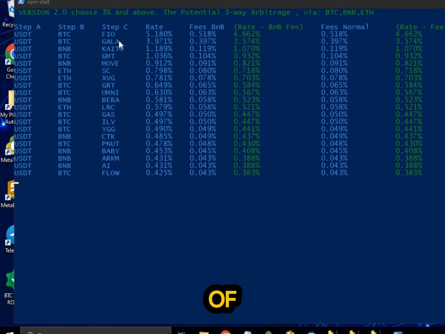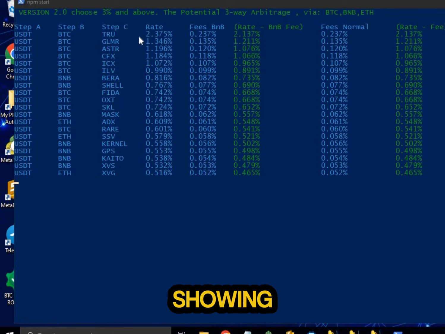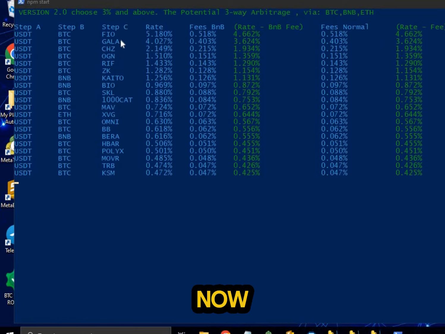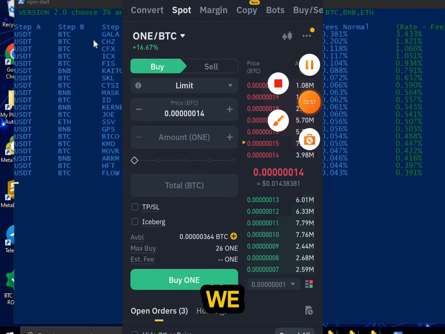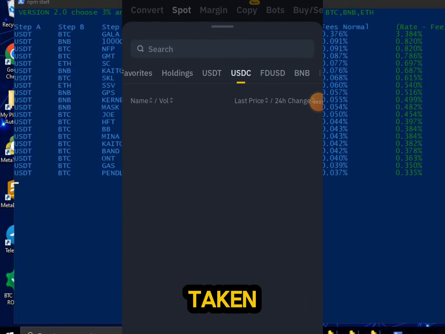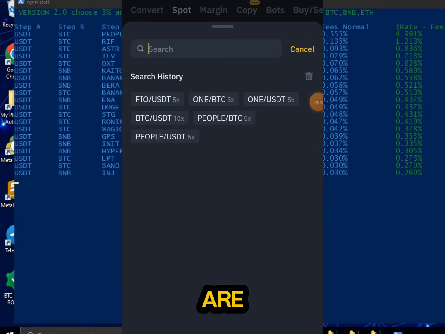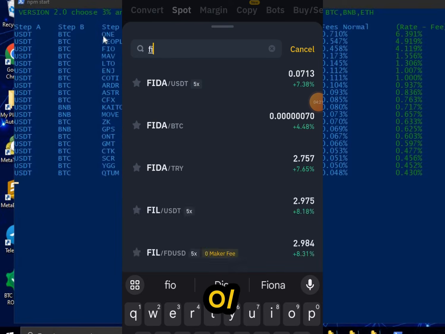Now let's pick one of these trades. This particular one named FIO has been showing us 5% profit for a while now, so let's take it. So now we move over to our exchange Binance. These arbitrage opportunities are taken on the spot market, not the futures market. So here on the spot market, we're going to search for the pair FIO/USDT.